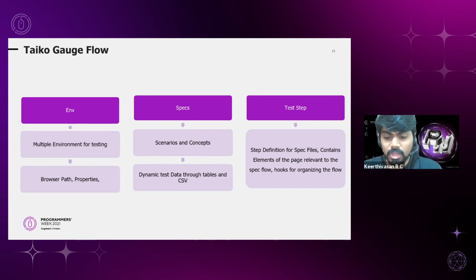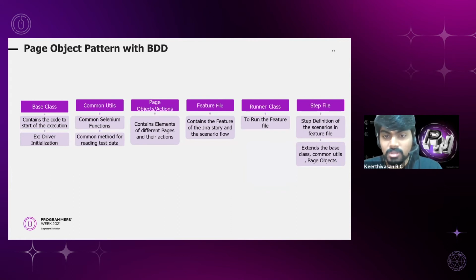So when you compare these two, this flow itself is simple, and it's visible that the maintenance of the test scripts will be way easier with Taiko and Gauge when compared to a typical Selenium page object pattern.